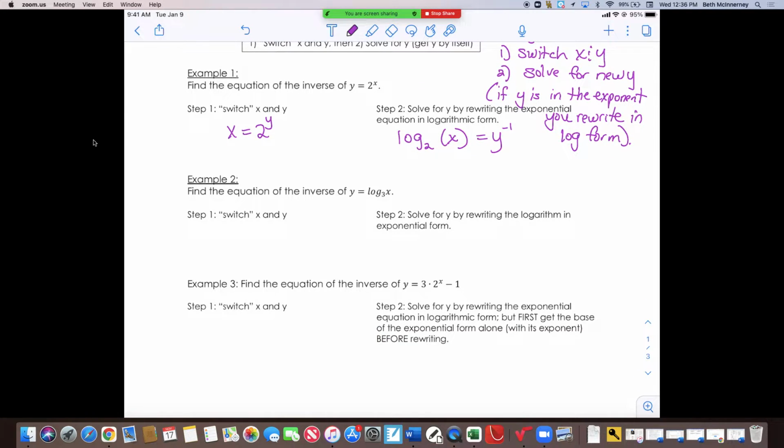So let's look at example 2. I have y equals log with base 3 of x. So it says switch x and y. So I'm going to get x equals log with base 3 of y.